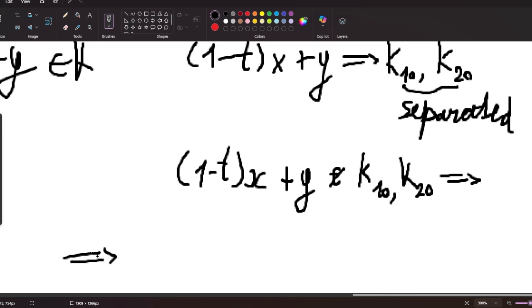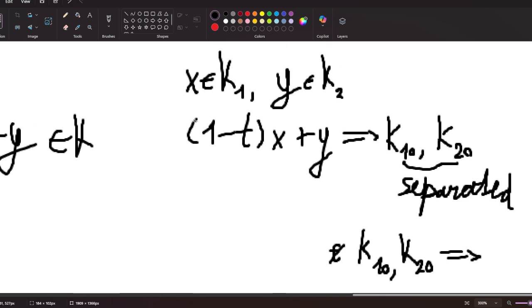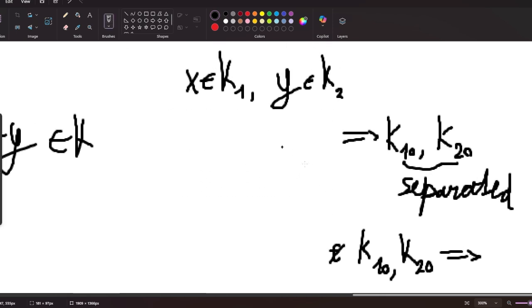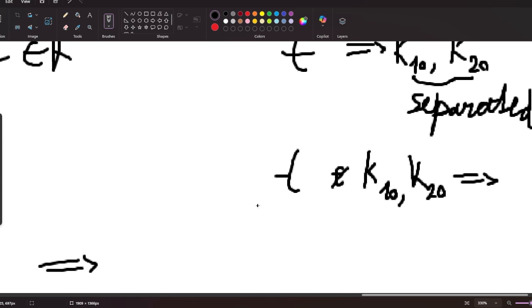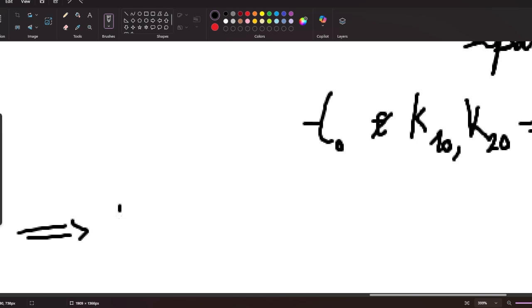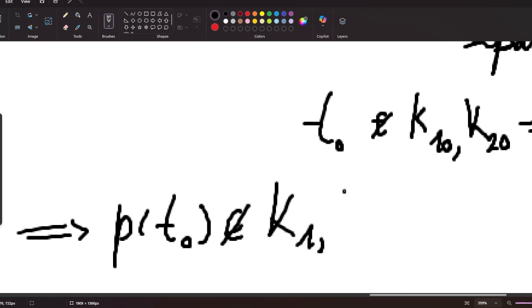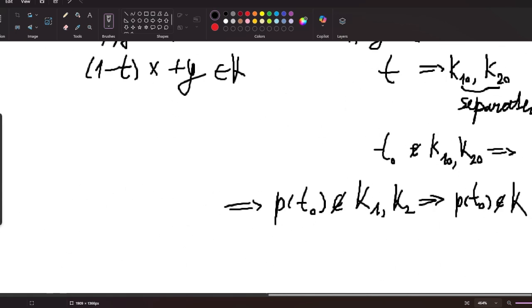Therefore, okay, no, I did an oopsie. The sets are separated, alright, and there's going to be a t, let's call it t0, that does not belong to K1_0 or K2_0, and P of t0 will not belong to K1 or K2. Therefore, P of t0 does not belong to K. Right, this was very unrigorous, I know.